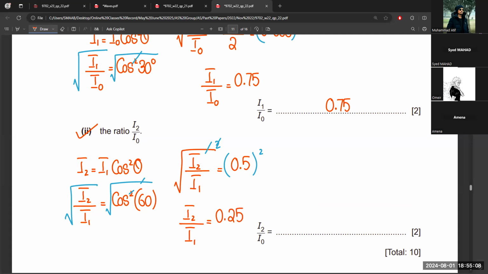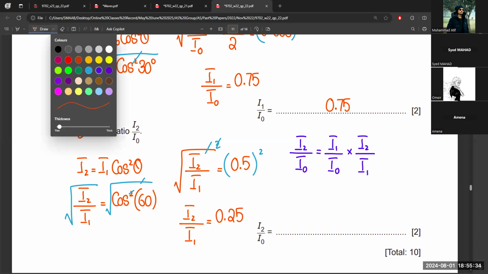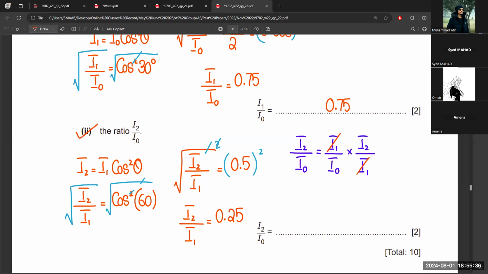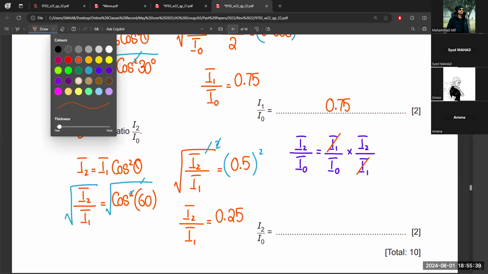We have to find I2 over I naught. So I2 over I naught can be found like this. I2 over I naught can be derived like this: I1 over I naught multiplied by I2 over I1. So basically, if we multiply the first and the second ratio, you will get I2 over I naught. So in this way, we can derive I2 over I naught.